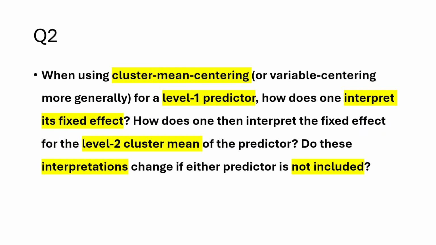So then going into the different types of centering, when you're using cluster mean centering or variable centering, for a level 1 predictor, how does one interpret its fixed effects? So just thinking of just a level 1 predictor, cluster mean centered, how would that be interpreted? Or if anyone wants to explain what cluster mean centering means. Yeah, that'd be a good place to start. I wrote this, but I'm not sure if I'm right.